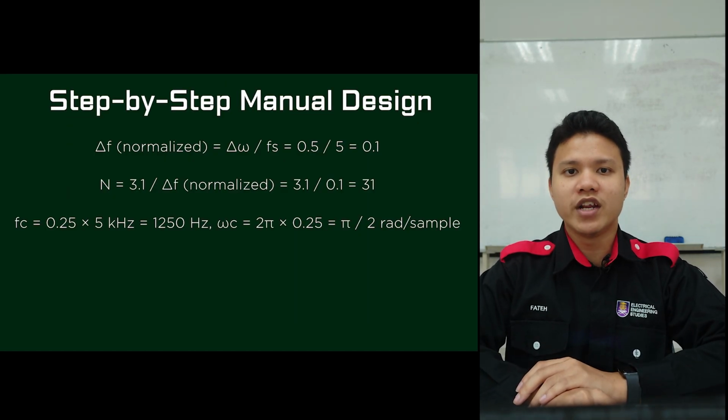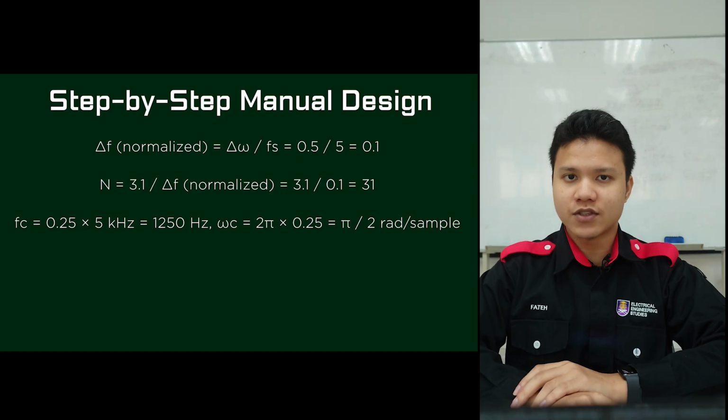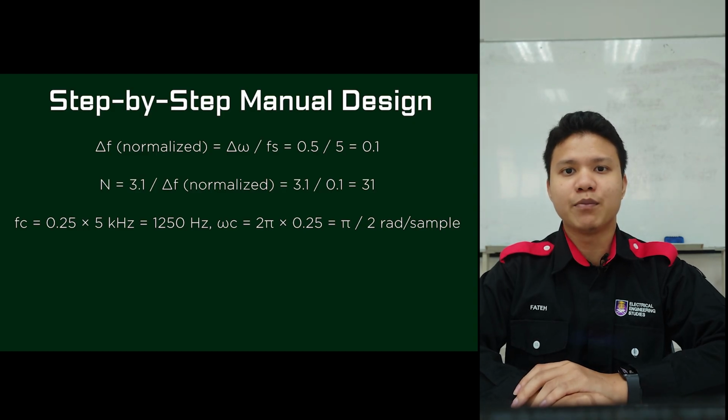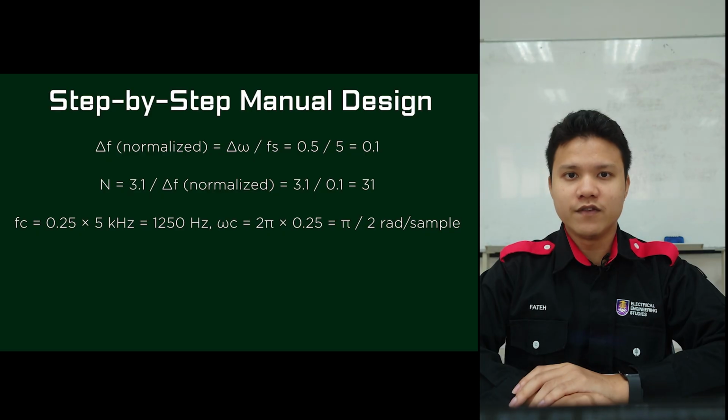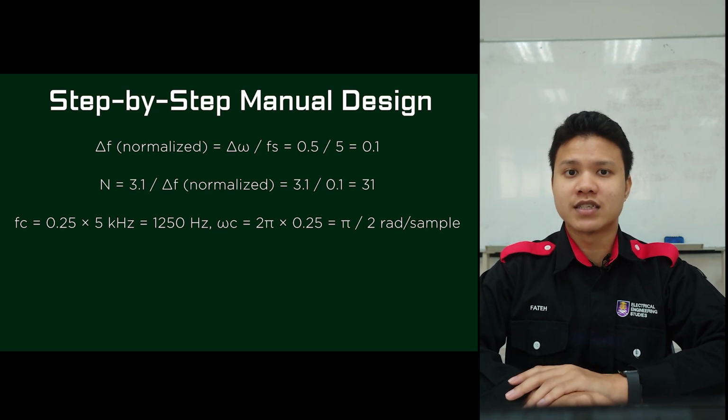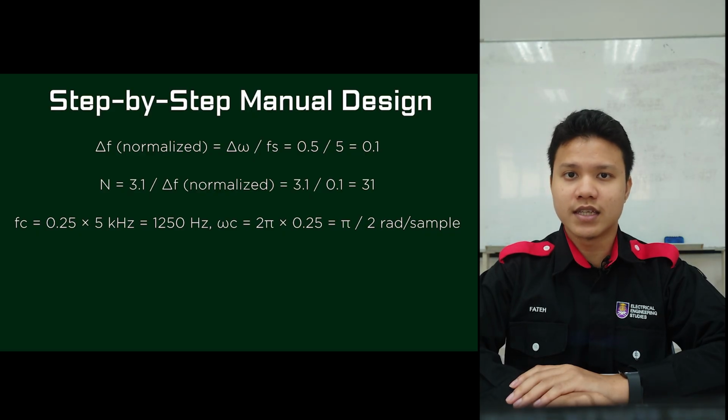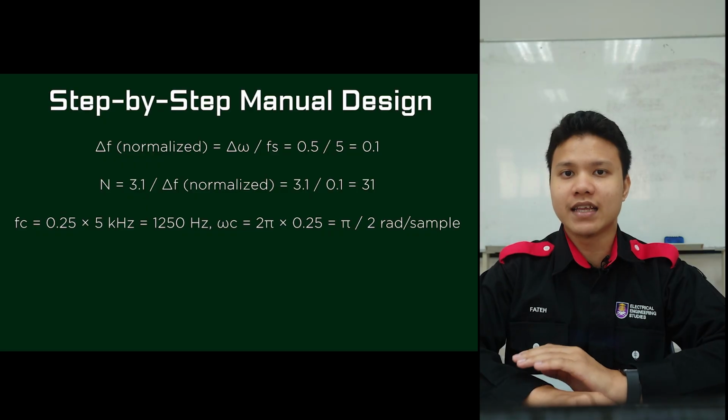Let's walk through the manual windowing design steps. First, we normalize our transition width by dividing it by the sampling frequency, yielding a value of 0.1. Next, using the standard Hanning window parameters, where the normalized transition width equals 3.1 over N, we solve for the filter order N, getting 31. However, to preserve linear phase characteristics and create a symmetric type I filter, our order N must be an even integer. Therefore, we round 31 up to N equals 32, setting our center of symmetry alpha exactly at 16.